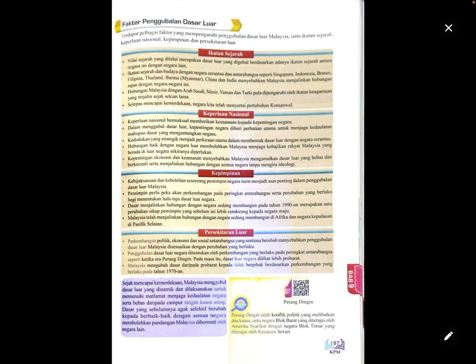Next will be the goals. What are the goals of having these outside relations? And this is why. Why do we have it? Firstly, we have a historical connection. Ikatan sejarah. We have already been friends with, we have already had history with Singapore, Indonesia, Brunei, Philippines, Thailand, Myanmar, China, India. We are already connected to them for a while.